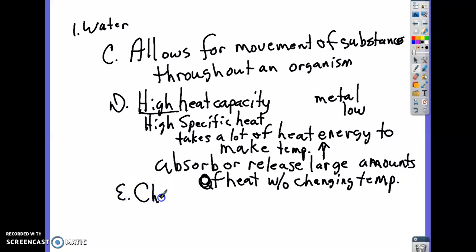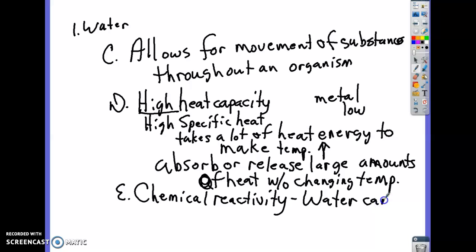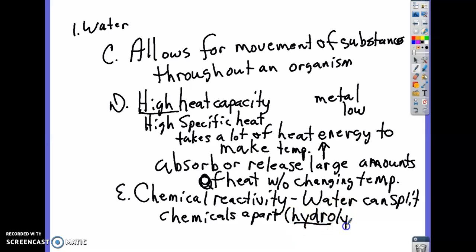The next one is chemical reactivity. All right, now this is not the same as dissolving stuff in it that allows those chemicals to react. Water can actually be used to cause reactions, okay? In other words, water can split chemicals apart, which is called hydrolysis. Hydro means water, lysis means to split, so basically we're using water to split things apart.